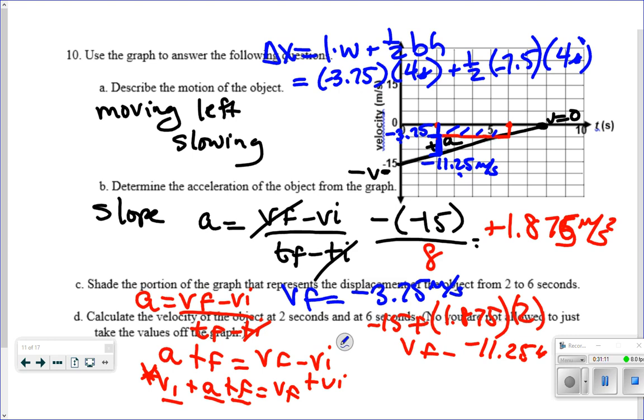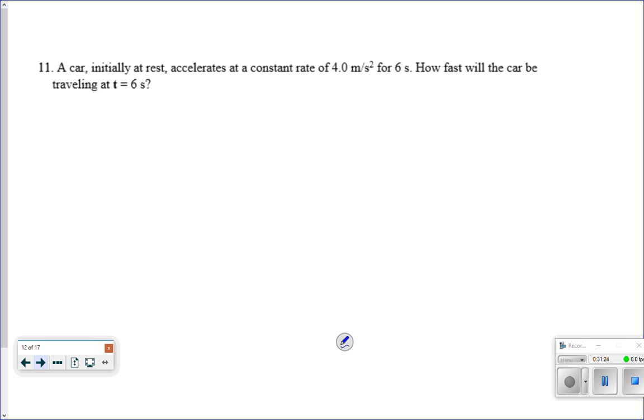And my final answer, when you do that algebra, you should get negative 30 meters. And it should be negative because it's in the 4th quadrant. So don't let that throw you. All right, I'll give you a second there. You should copy that down. And on to the next question, which has nothing to do with that crazy graph.